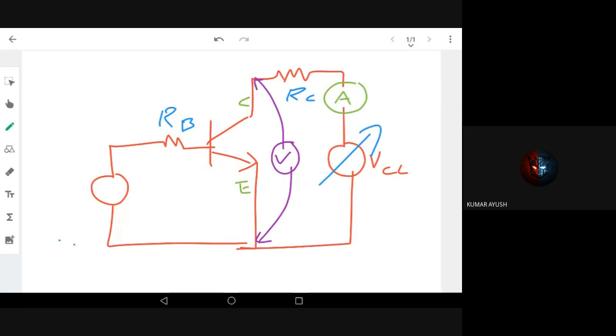Okay. So if we plot starting with zero voltage, there is one question when we are plotting this. What are we going to set for our base? In what voltage and what current setting are we going to put our base? That is a very important question. Are we going to give sufficient VBE or not?